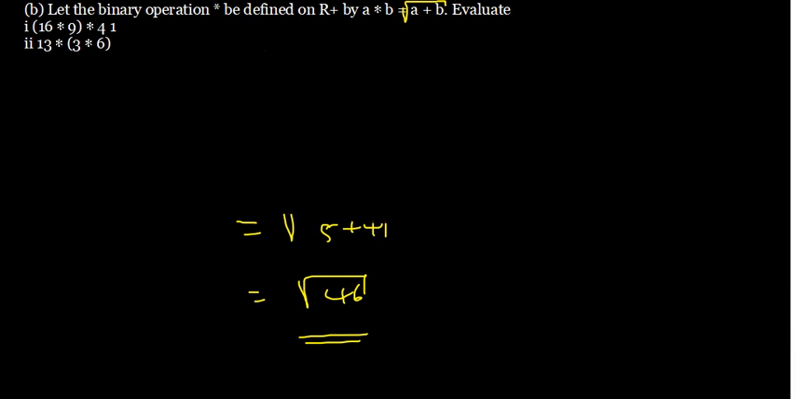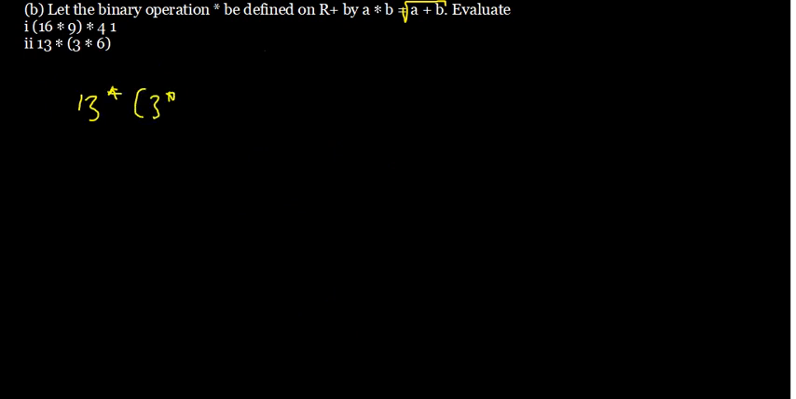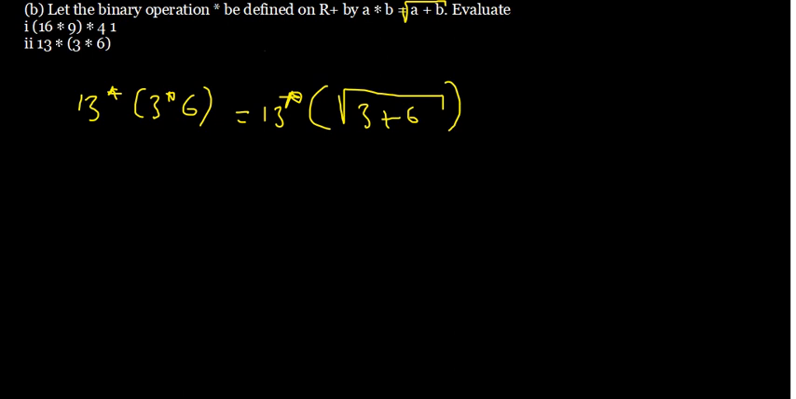And then part 2, we want to work out 13 star 3 star 6. So this is going to be 13 star, and we first work out what is here. So that is going to be the square root of 3 plus 6. 3 plus 6 is 9. Square root of 9 is 3.